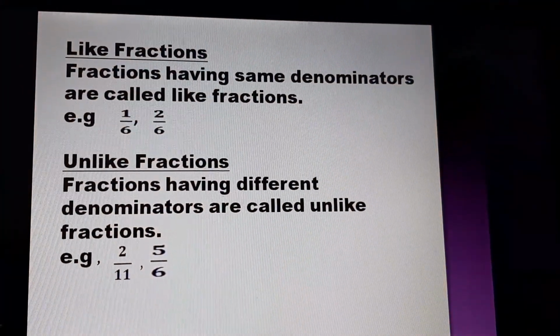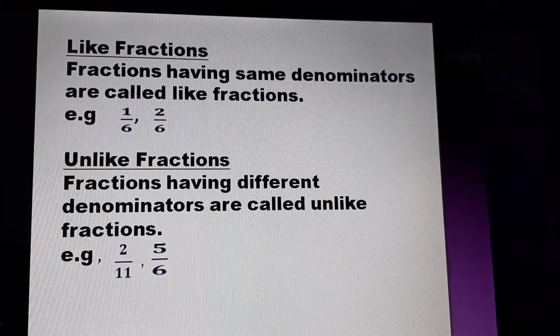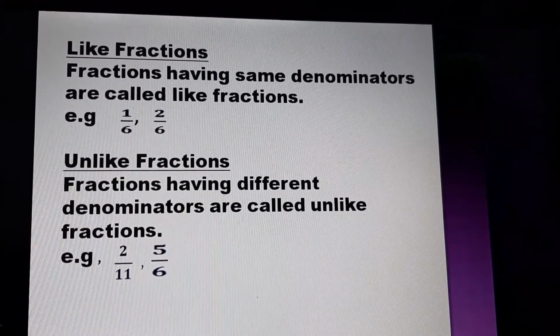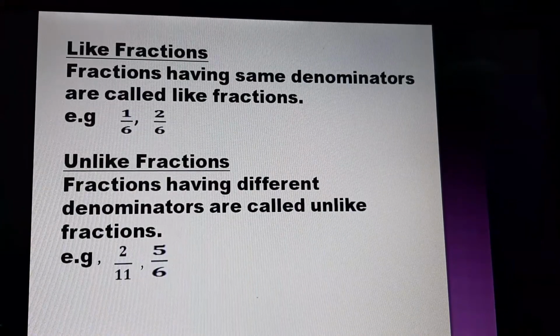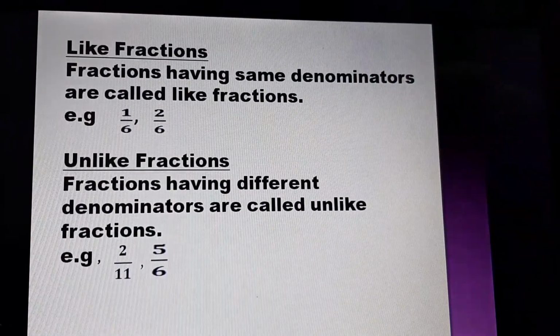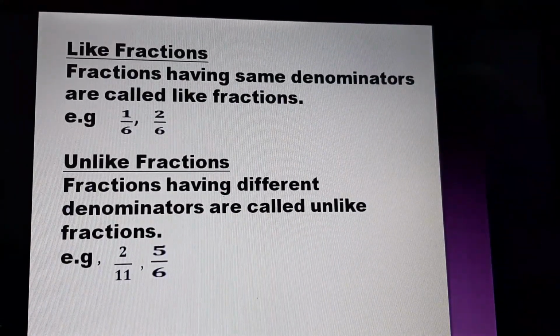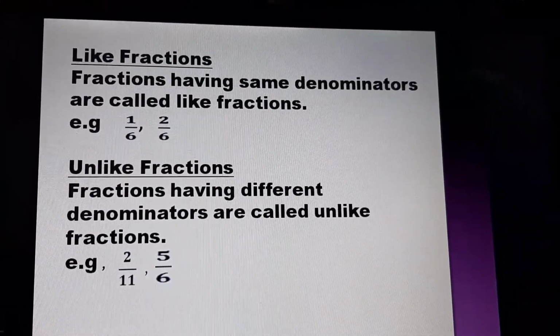First are like fractions. The fractions having the same denominators are called like fractions. For example, 1 by 6 and 2 by 6. Here 6 is same, so these fractions are called like fractions.